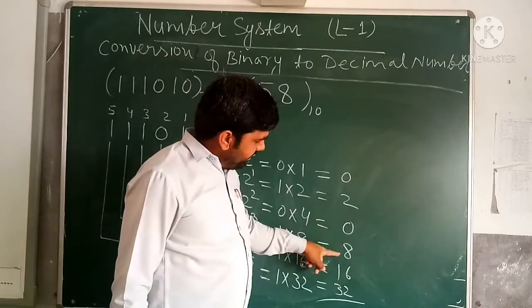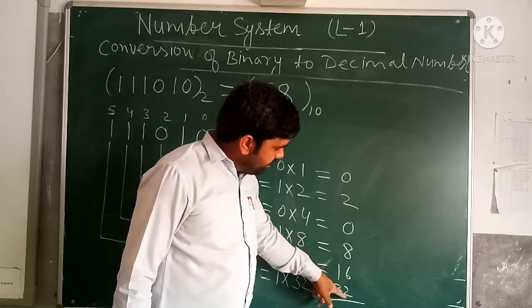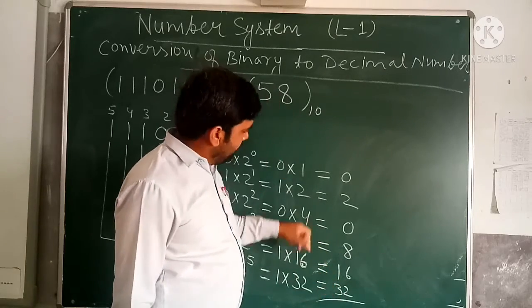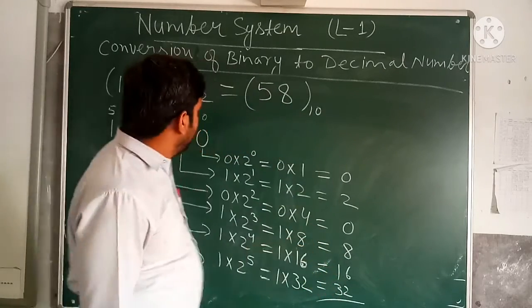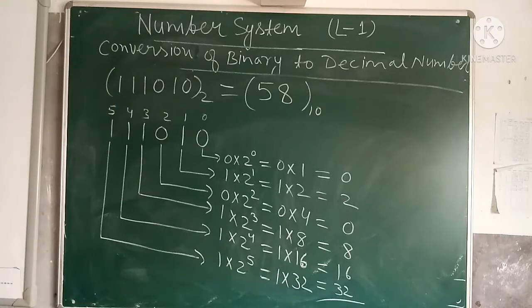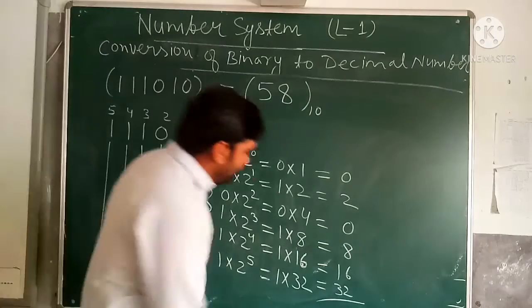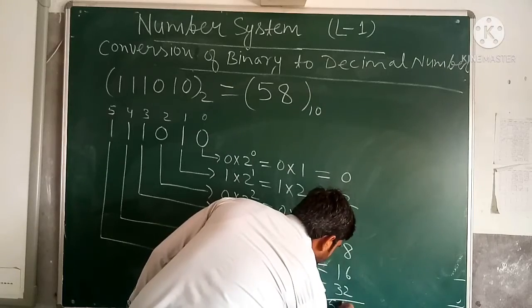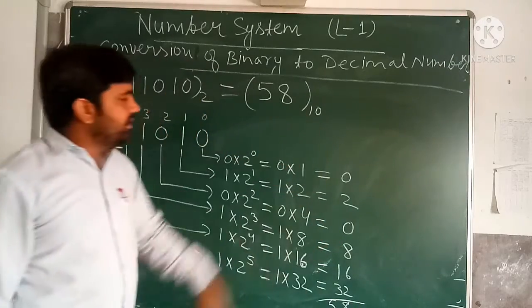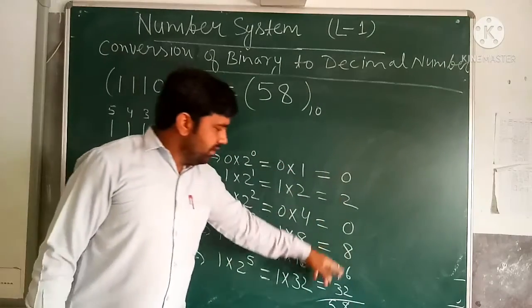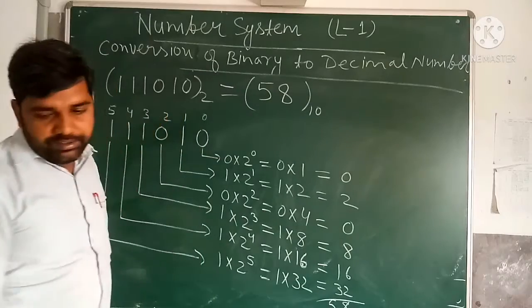Okay, 2 plus 8 is 10, 10 plus 6 is 16, plus 2 is 18, 8 carry 1, 3 and 1 is 4, 1 and 1 is 5, so 58. Like this we have to convert a binary number to a decimal number. After that we have to add all of these. So after adding all these numbers we get 58.